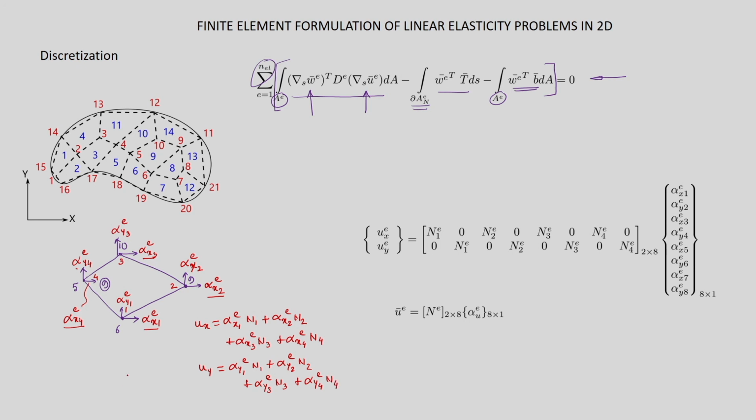Now you see we have used the same set of shape functions N1, N2, N3, N4 to represent both the x and y displacement. Only the degrees of freedom, these alphas, are different for each of them. We can also use a different set of shape functions for the x and y directions.